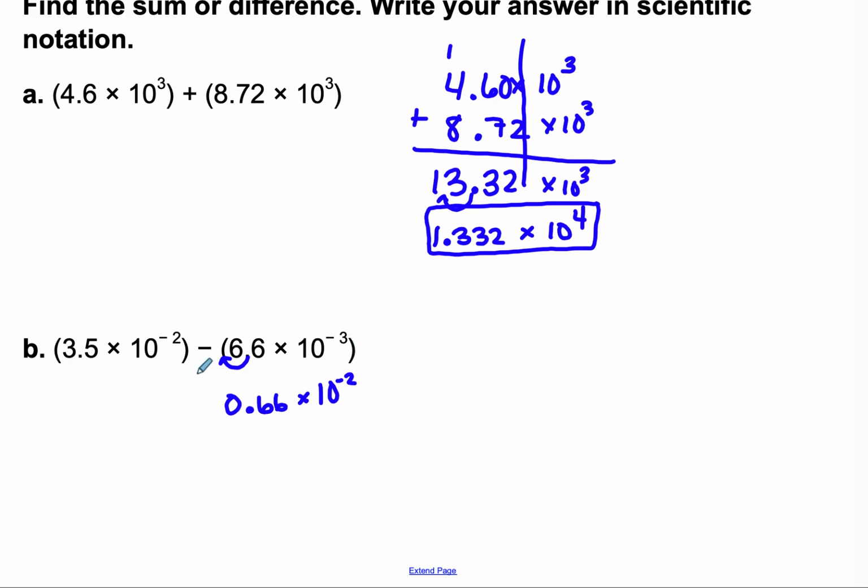Okay, so I've got 3.5 times 10 to the negative second minus 66 hundredths times 10 to the negative second. All right. 10 to the negative second, that stays the same.